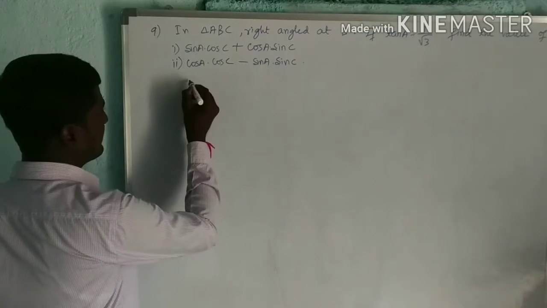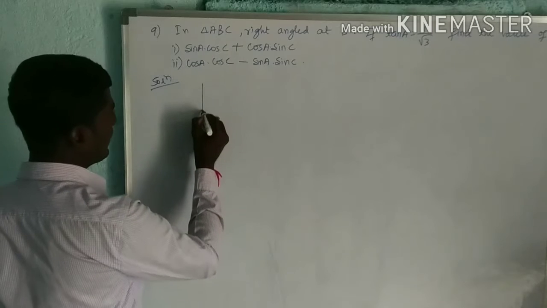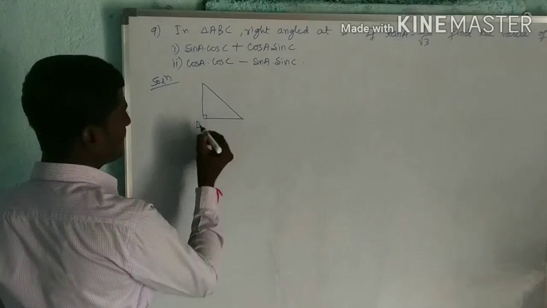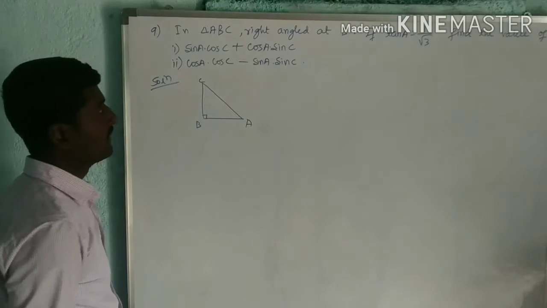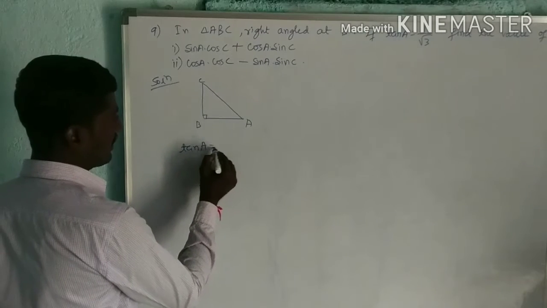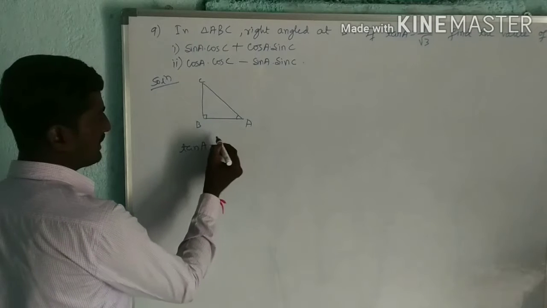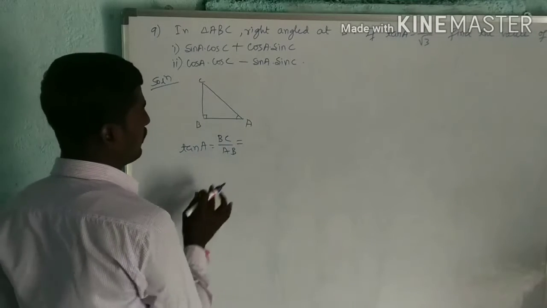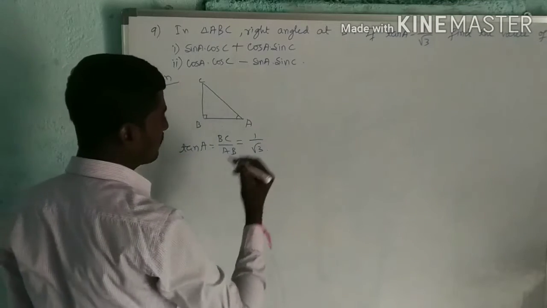Let us take one right angle triangle, right angle at B. This is 90 degrees. Now here I will take this as A, B, this as C. Now tan A is equal to, tan is nothing but opposite by adjacent, that is BC divided by AB. Now tan A they have given, that is 1 divided by root 3.